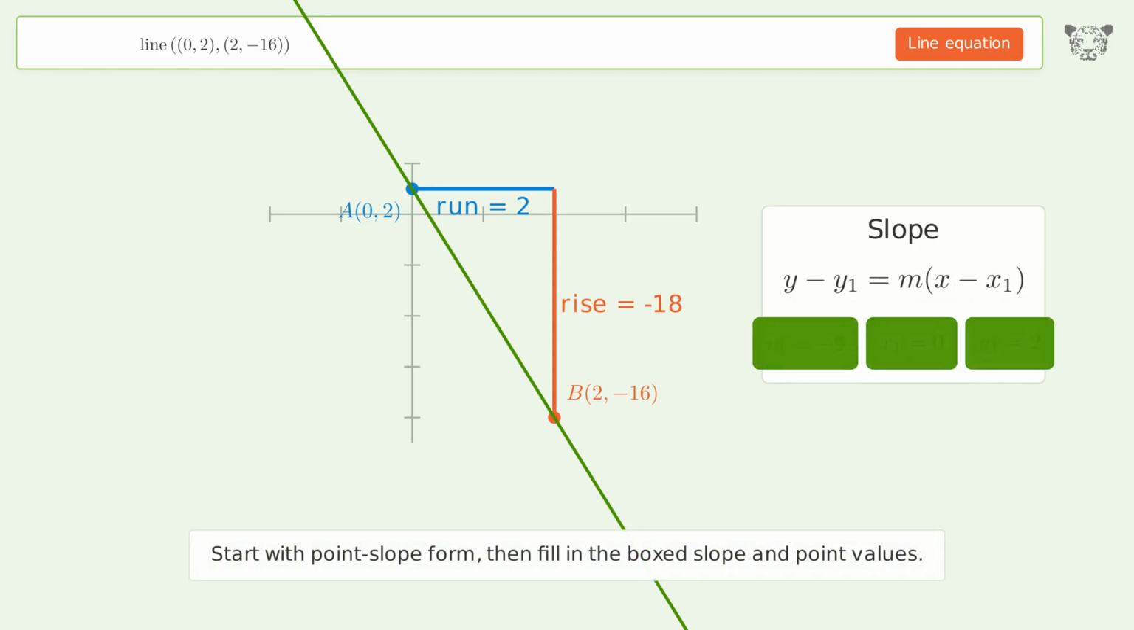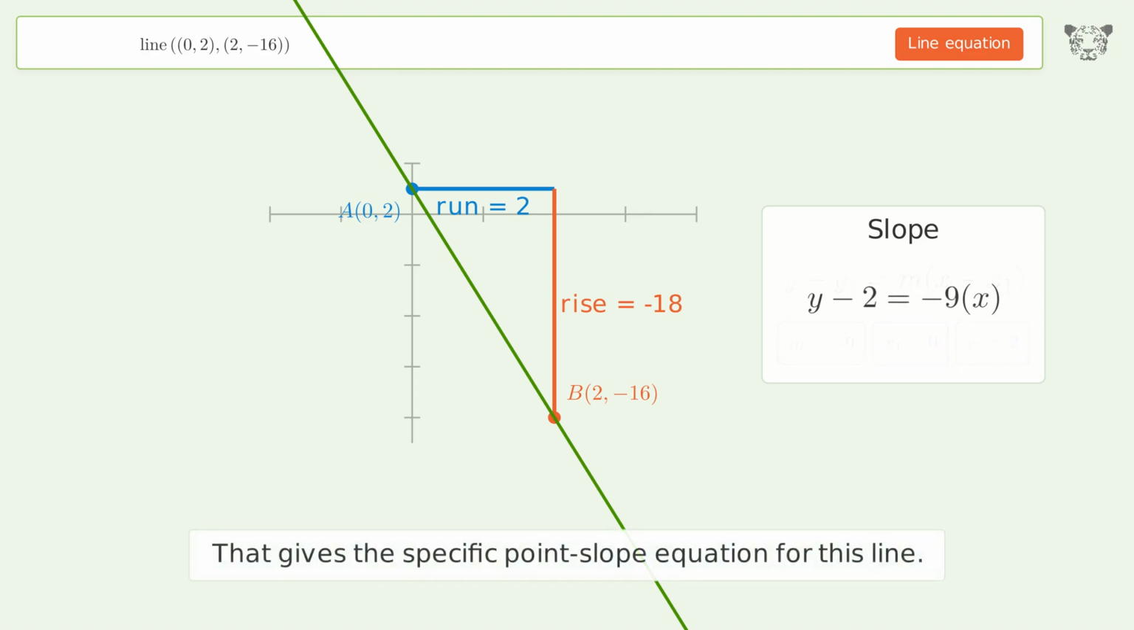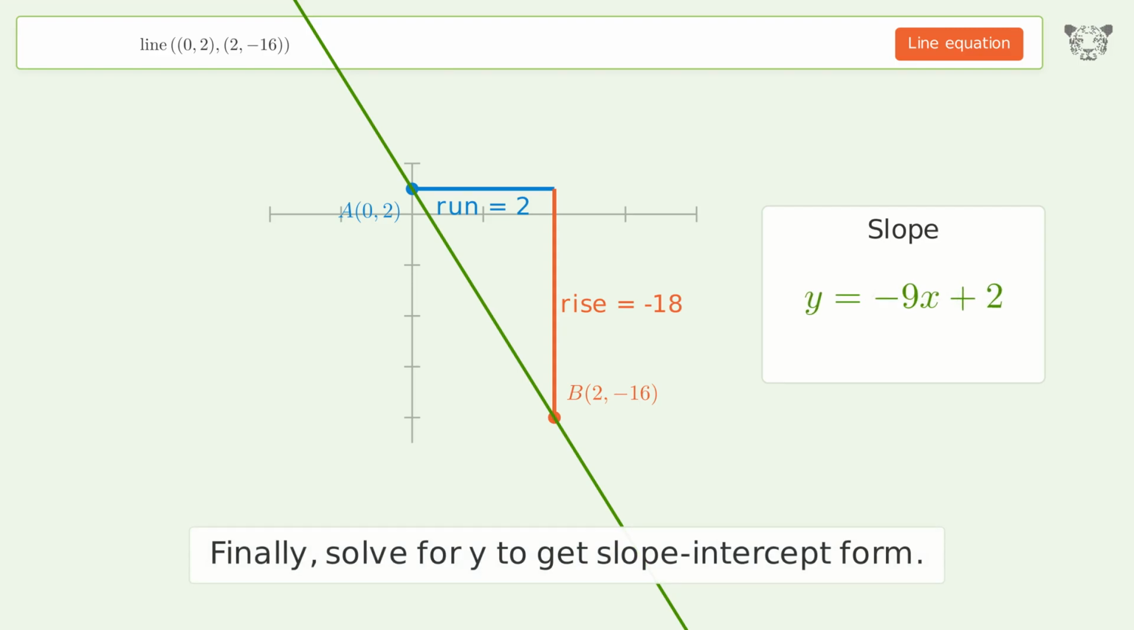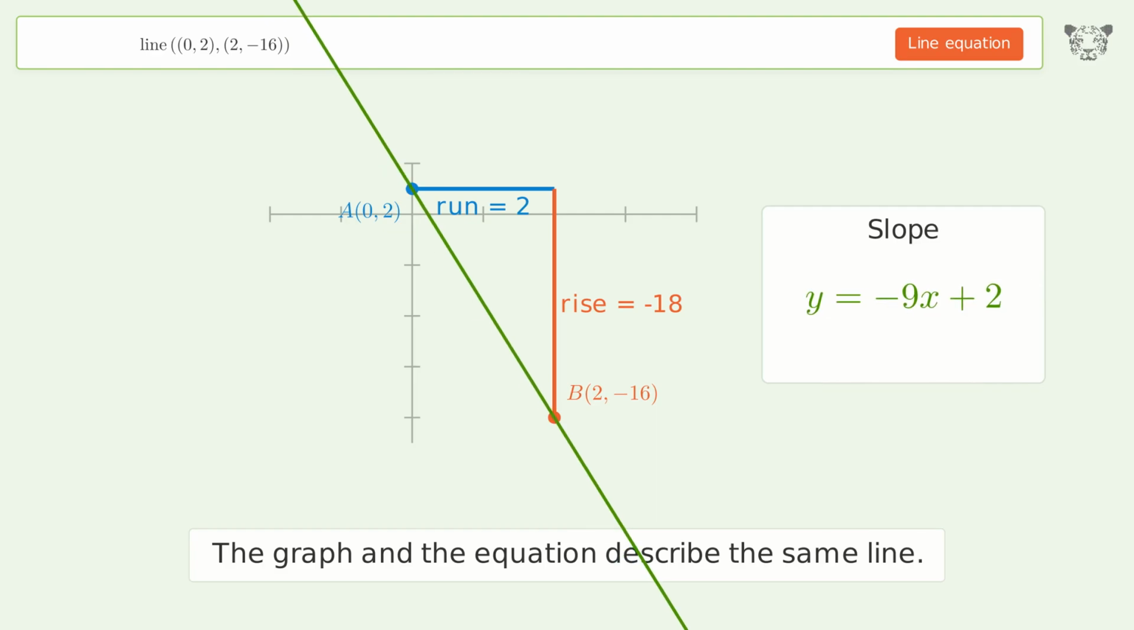Start with point slope form, y minus y1 equals m times x minus x1. Then fill in the boxed values, slope is -9, x1 is 0, and y1 is 2. That gives the specific point-slope equation for this line. Finally, solve for y to get slope-intercept form. The graph and the equation describe the same line.